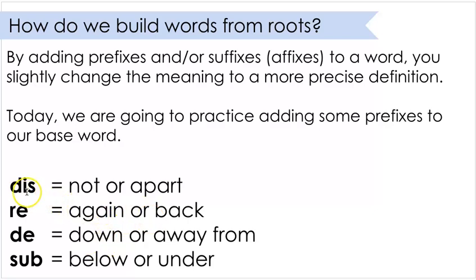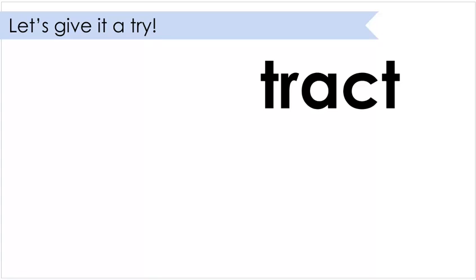We're going to look at dis, which means not or apart, re, which means again or back, d, which means down or away from, and sub, which means below or under. And we're going to practice with each of those prefixes. So with that said, let's give it a try.